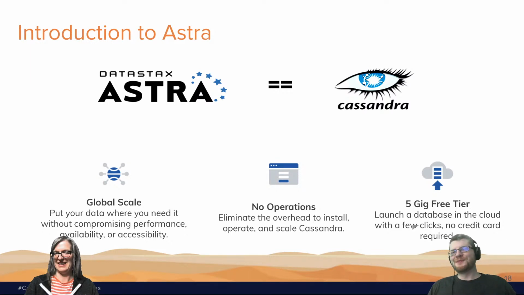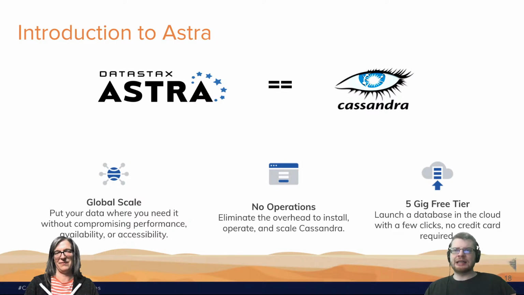Previously in years gone by, we would spend half the day standing up Cassandra so that we could run a couple CRUD operations. We don't have to do that anymore. This is a fully managed self-service database. So Cassandra is the back end of Astra. Everything on Astra is basically running on Cassandra.